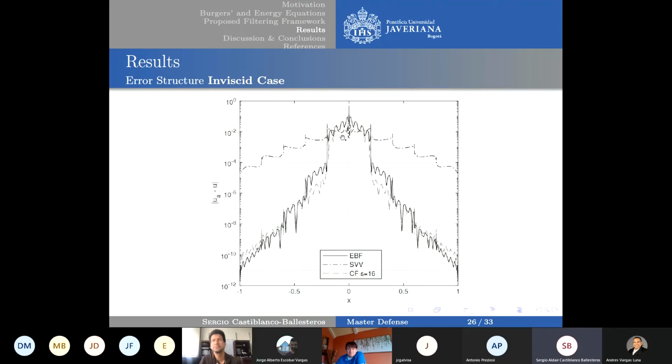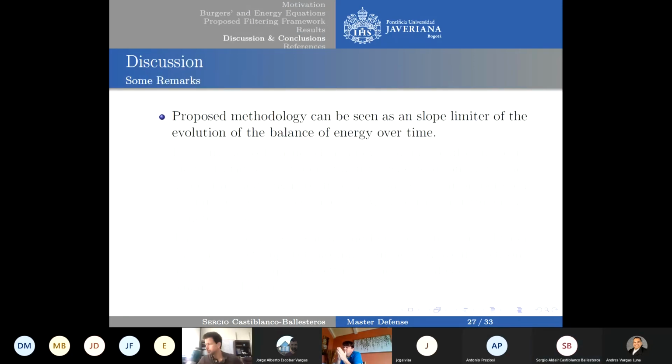But the 3 approaches have a similar behavior near the discontinuity, which is the harder problem to address. But some literature achieves this goal and can be merged eventually with this new framework. So, as some remarks for discussion, the proposed methodology can be seen as a slope limiter of the evolution of the balance of energy over time, since we are forcing that balance to be downward for unstable cases.